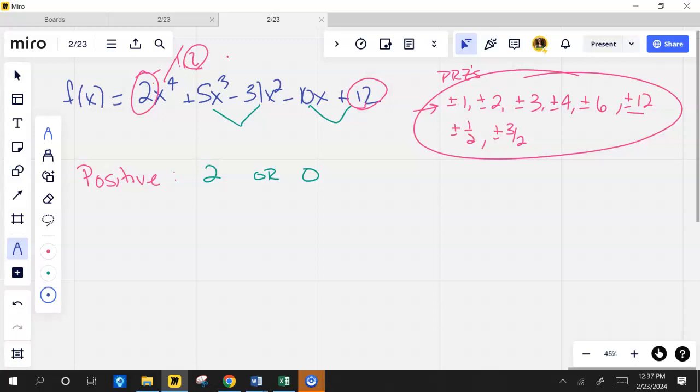All right, now negatives. Now here's where I do have to think about this. If I make this negative, that means every even exponent stays the same. Every odd exponent changes sign. So this is 2x to the 4th minus 5x cubed minus 31x squared plus 10x plus 12. Y'all okay there?